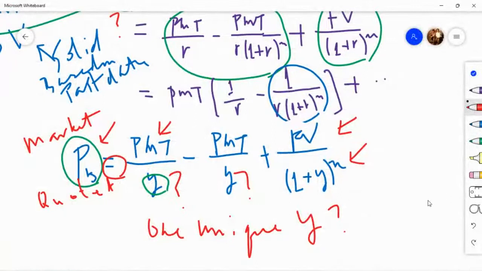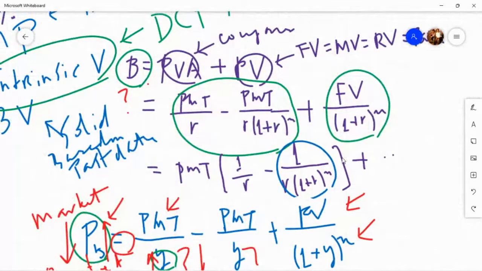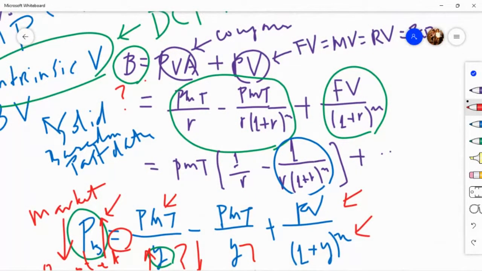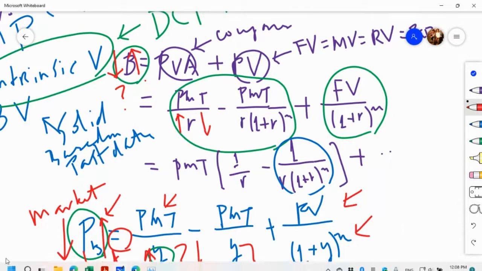Go back to the formula. It's obvious. If this goes up, this will have to go down, right? And if this goes down, this will have to go up, right? Since PB is given, maybe I should have done it here. If this goes up, this will have to go down. And if this goes down, this will have to go up, simply by the mathematical construct. There's an inverse relationship between yield and the price.